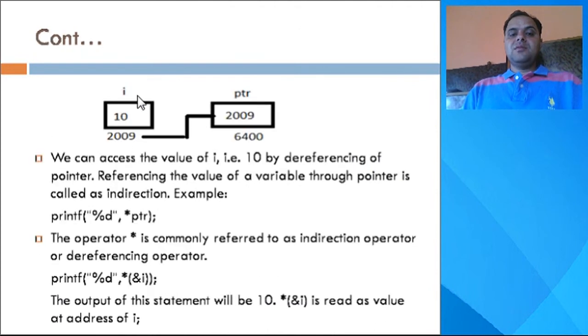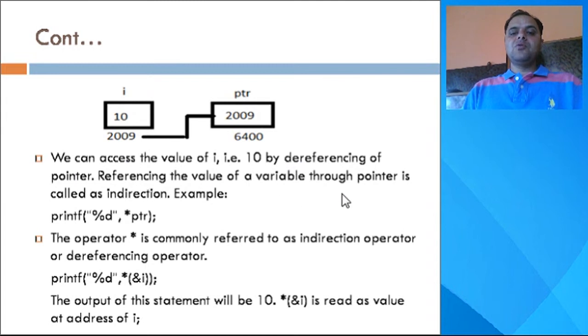So this is i, its value is 10, its address is 209. Now the ptr will store the address of this i. Now the value of ptr is 209, and its address, for example, is 6400. We assume that the address of this ptr variable is 6400. So we can access the value of i, that is 10, by dereferencing the pointer. When we have to access the value of i using this pointer ptr, we will dereference it.